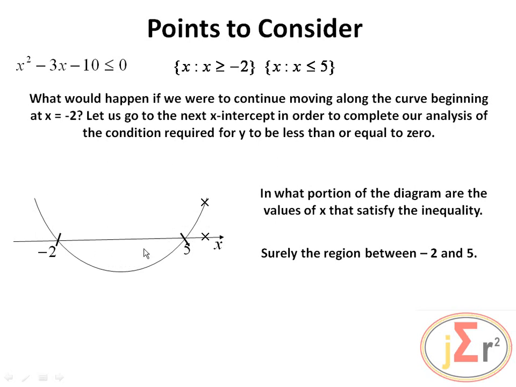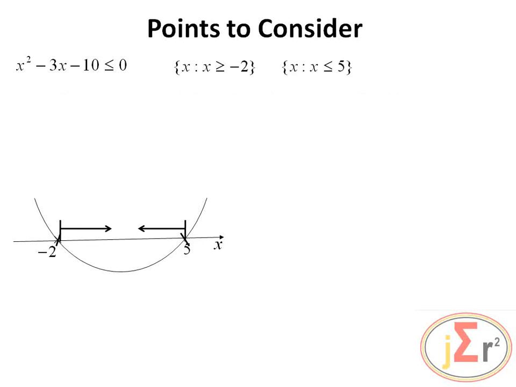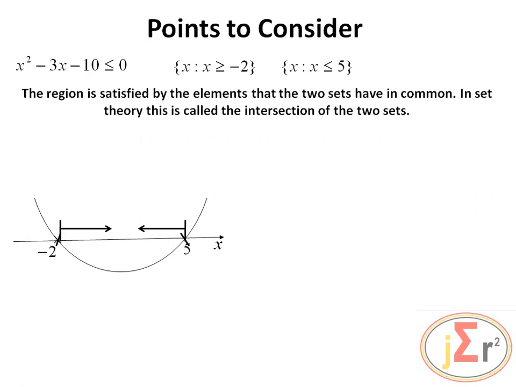And notice that this region is going to be the intersection of the two sets. So that is our region, the region from here to here and inward. The region is satisfied by the elements that the two sets have in common. In set theory, this is called the intersection of the two sets. So, our answer will make use of the intersection of the two sets.